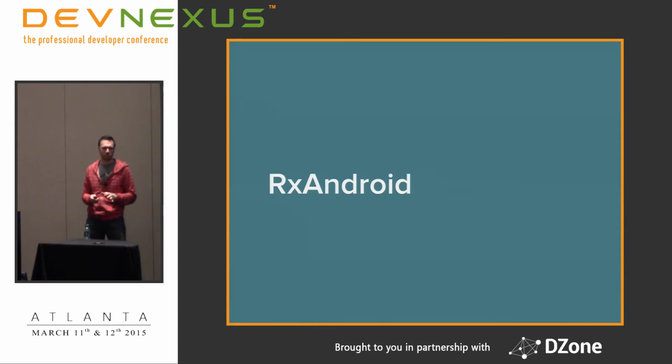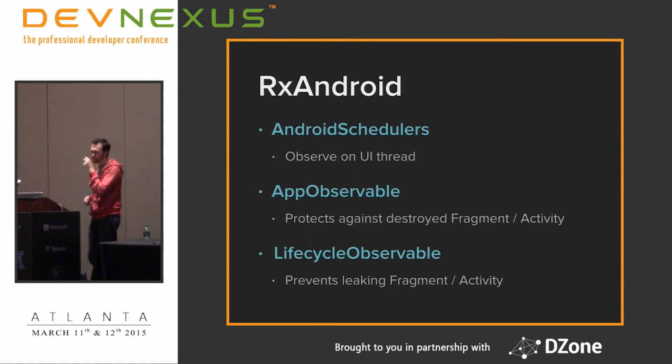RxAndroid is an Android specific library that pulls in RxJava plus some extra stuff that makes working on Android a little nicer. Some of those things are specifically Android schedulers. I didn't talk much about schedulers, we'll talk about them more in a minute. But schedulers are how you declare where you want the work to run, basically what thread you want it to run on. So the Android scheduler gives you the ability to say, I want it to run in the Android main thread. And you would do this for the subscriptions so you can update the UI.